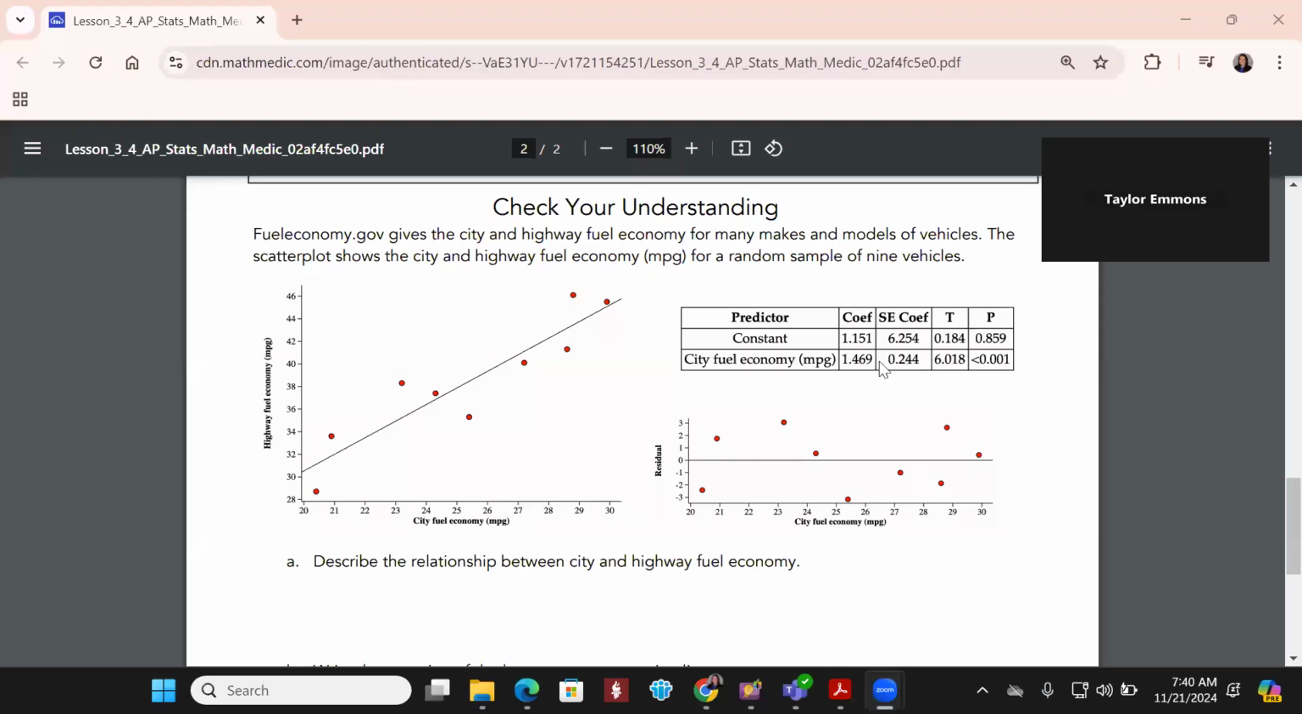Okay, so Fueleconomy.gov gives the city and highway fuel economy for many makes and models of vehicles. The scatterplot shows the city and highway fuel economy MPG for the random sample of 9 vehicles. So describe the relationship between the city and the highway fuel economy. So we have a little acronym for this. It's called DUFS plus context. So this stands for, I always forget the U. Direction.